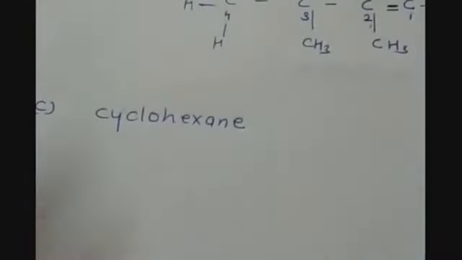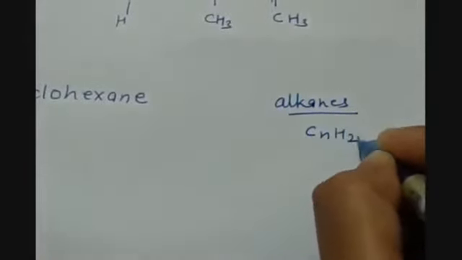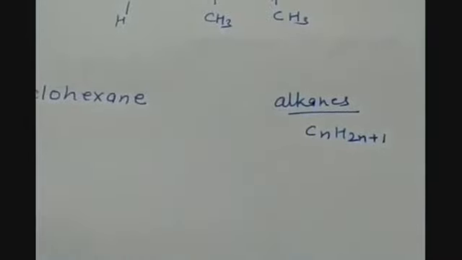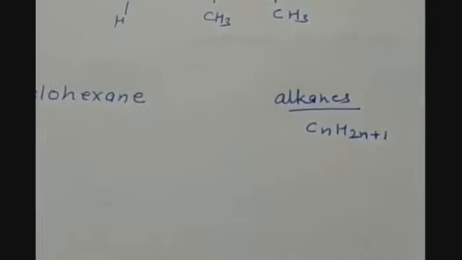Now let us do cyclohexane. I have seen many of the students finding a problem in alkanes and cycloalkanes. When you are talking about the alkanes, they have a general formula of CnH2n+2. Like one of the students was asking that cyclopentane has a different formula and alkane pentane has a different formula, but both are alkanes. Then why is there a difference between the formulas?